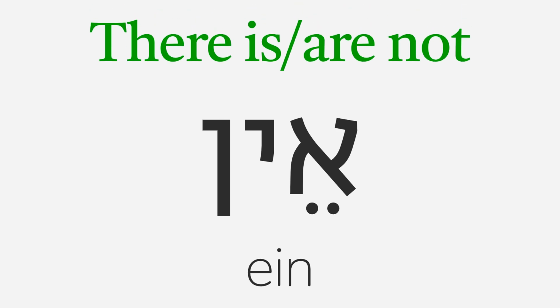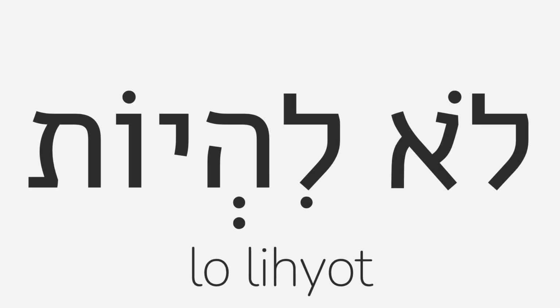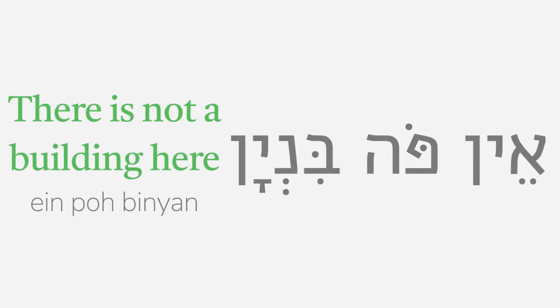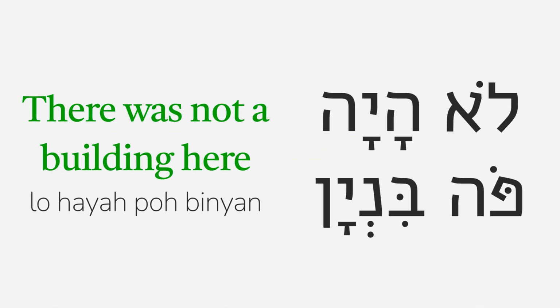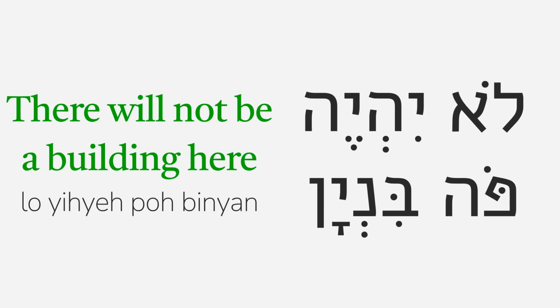We can use the word ein to mean there is not or there are not. In the past or future, we must use the word lo with the verb lihiot. So there is not a building here is ein po binyan. There was not a building here is lo haya po binyan. And there will not be a building here is lo yihyeh po binyan.